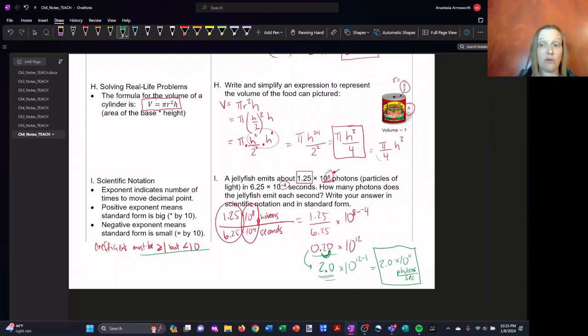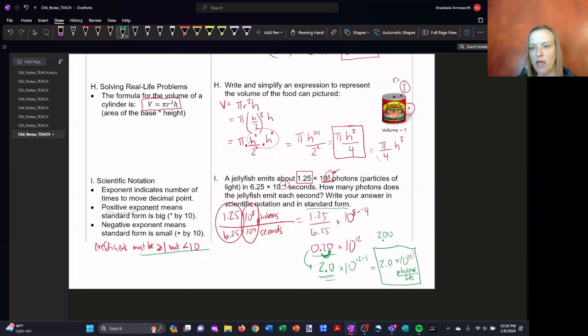That's the scientific notation form, but writing this out in standard form, just so you can refresh your memory from middle school, how this looks. We're going to move the decimal point 11 times, okay? When you've got a positive exponent, that means that the standard form is big, because you're multiplying by powers of 10. If you've got a negative exponent, the standard form is small because you're dividing by powers of 10. But I'm multiplying by 10 11 times here. So I'm going to move the decimal point 11 times.